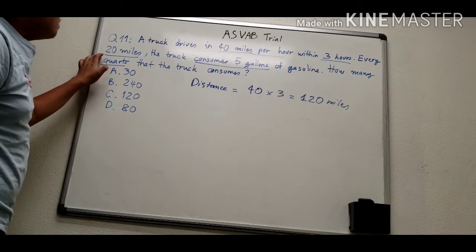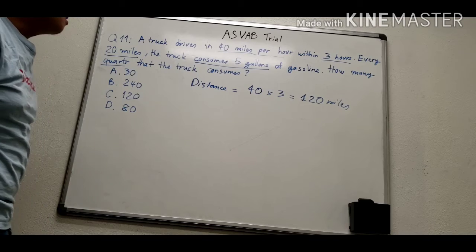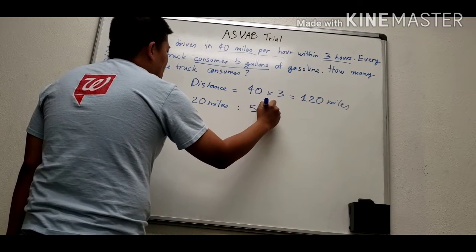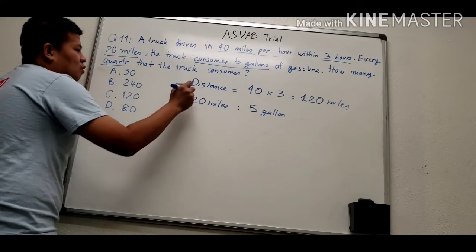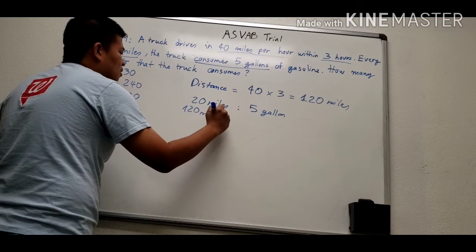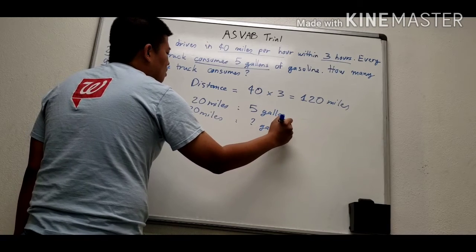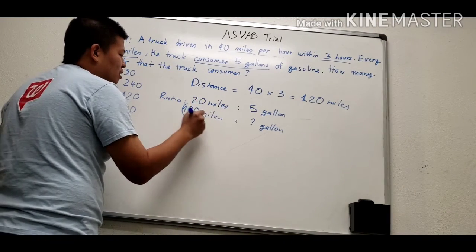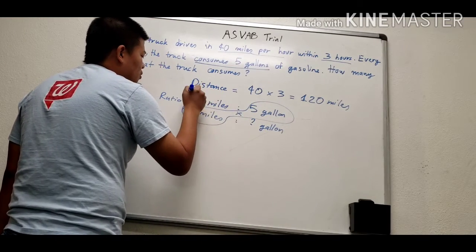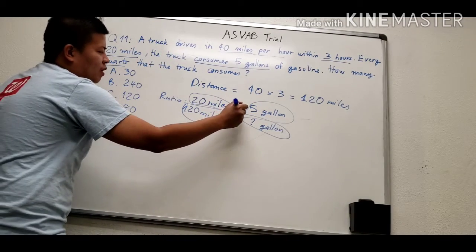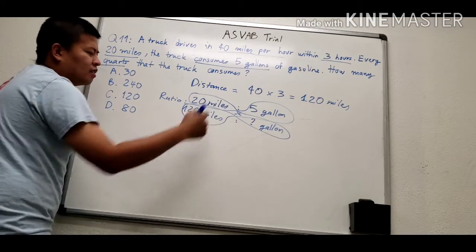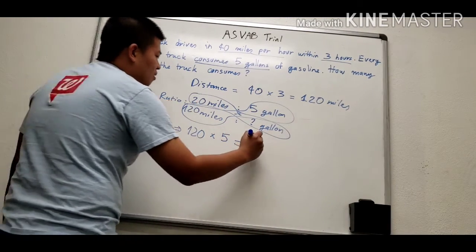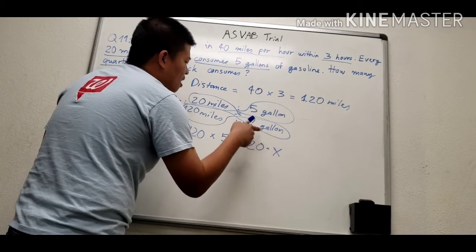Next one, every 20 miles, the truck consumes 5 gallons. So we have 20 miles just consuming 5 gallons. But the total distance is 120 miles, and we ask how many gallons in here. So in step number 2, they ask about the ratio. In here, we have 120 miles, and 20. We multiply with the s, so that we have the multiplication on the cross area. So we have 120 multiplied with number 5, and we have 20 multiplied with the s in here. The s means the total gallon consumption.